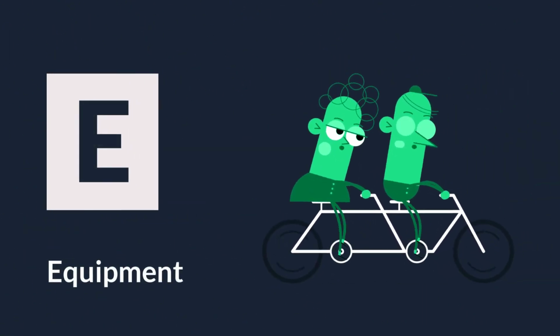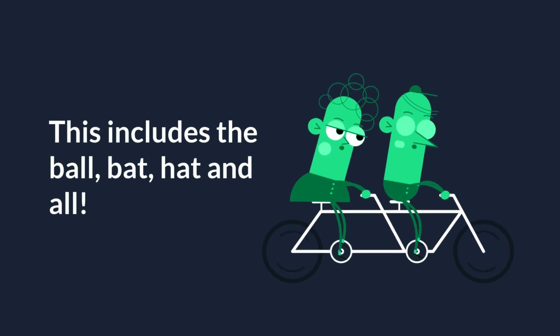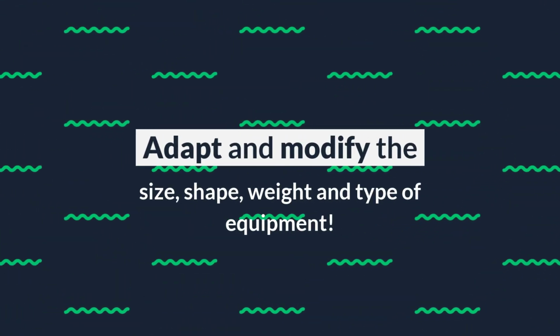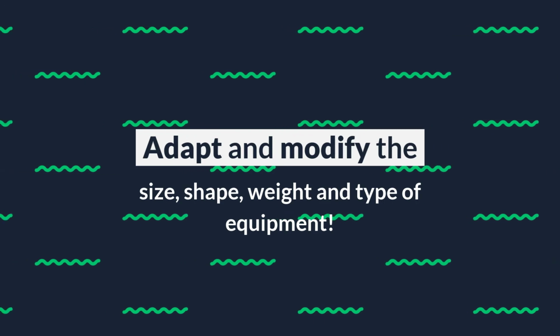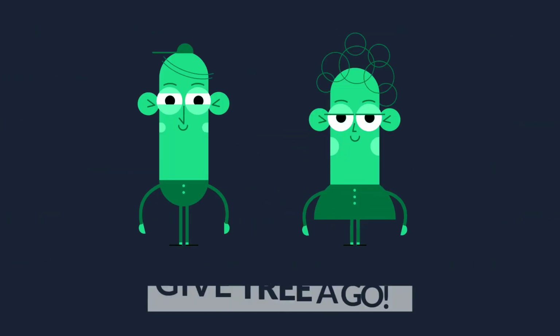E, equipment. This includes the ball, bat, hat and all. Adapt and modify the size, shape, weight and type of equipment. Give TREE a go.